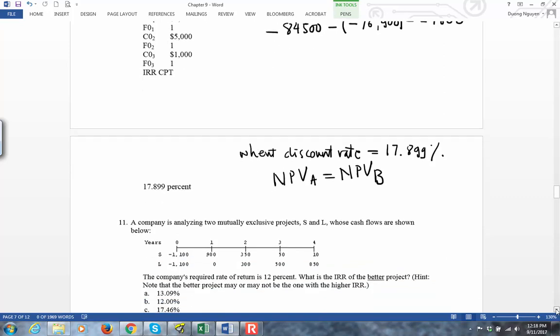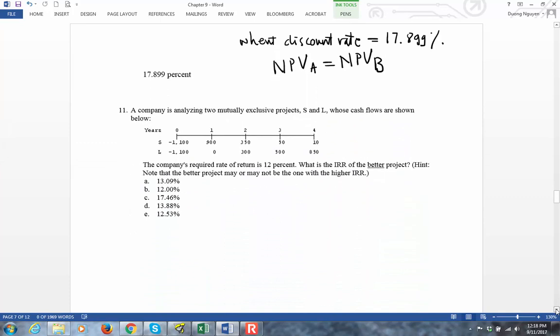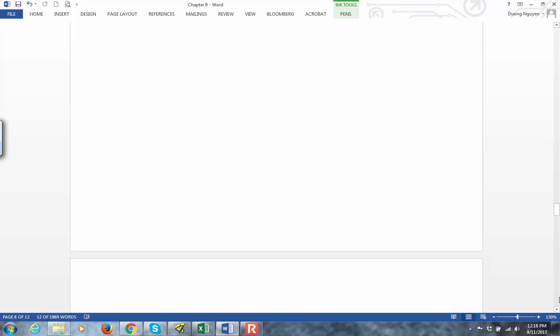Number 11, what is the IRR of the better project? How do we know a project is better than the other one or not? We look at the NPV. If NPV of A is higher than NPV of B, then obviously A is a better project. So to do that, we need to find out the NPV.